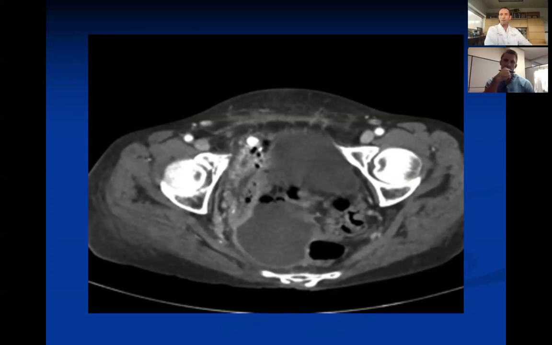How is this different? Yeah, so this is a larger collection, number one. Number two, there's more extensive involvement in the pelvis. And number three, it's very clearly, easily accessible based on this single shot that we have, this single axial image from the CT scan.